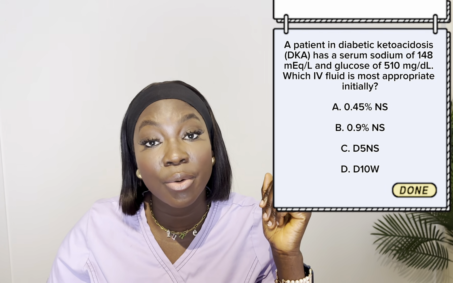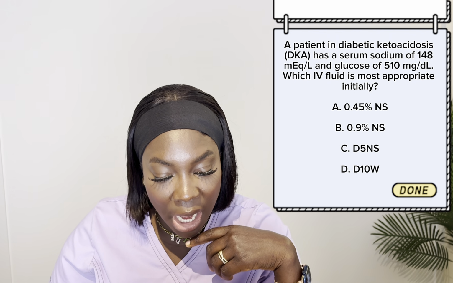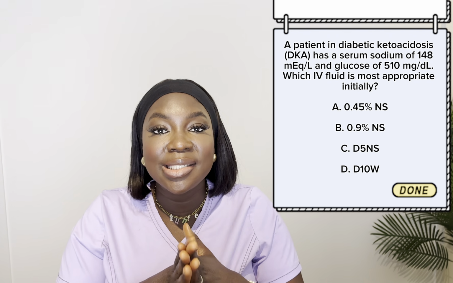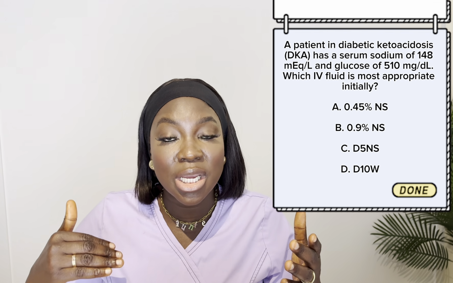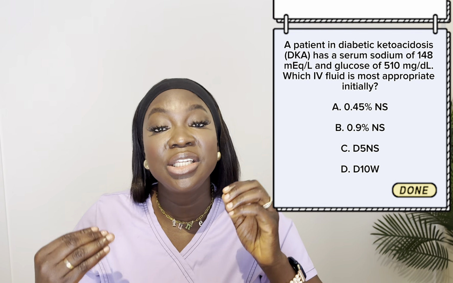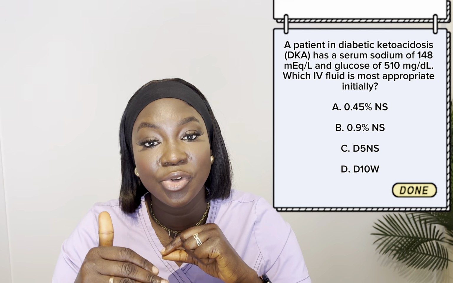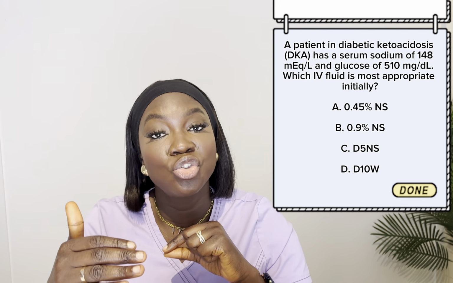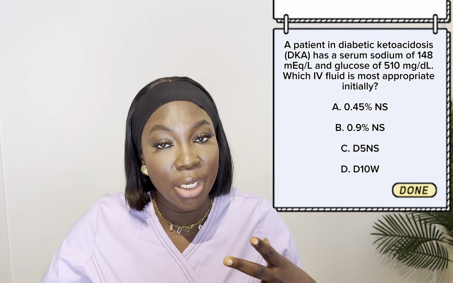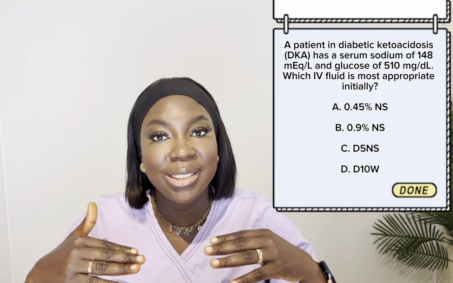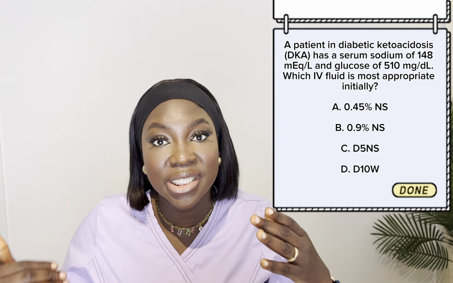Now let's do the wrong ones. A says 0.45 normal saline, which is half saline. Half saline is a hypotonic fluid, and it is not the initial fluid you will use in DKA. You can later use half saline after the initial fluid resuscitation, especially if sodium is elevated. In this situation, the patient's sodium is slightly elevated. So after the fluid volume is back to normal, because they were dehydrated from peeing a lot, then we can use 0.45 normal saline, which is half saline.